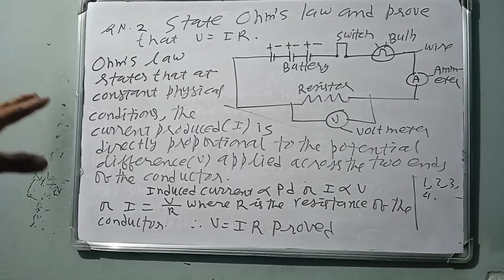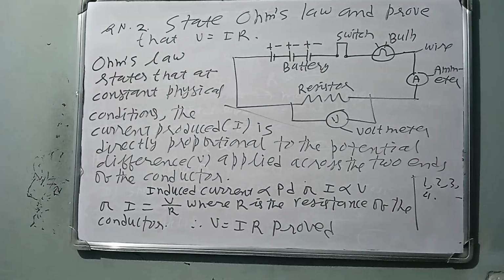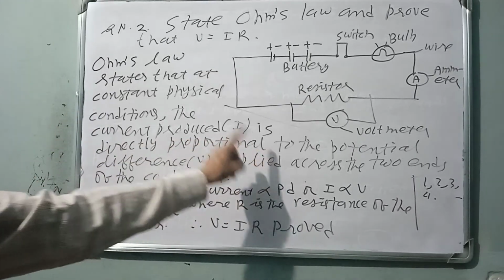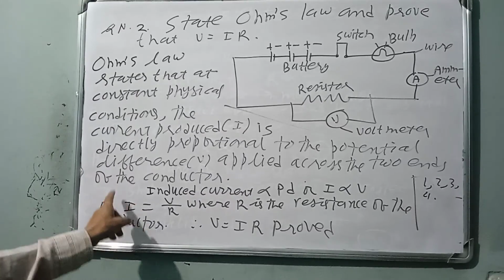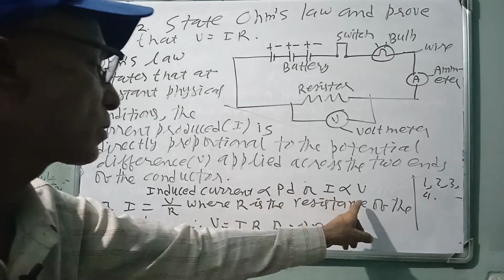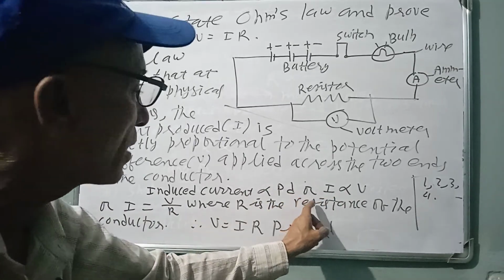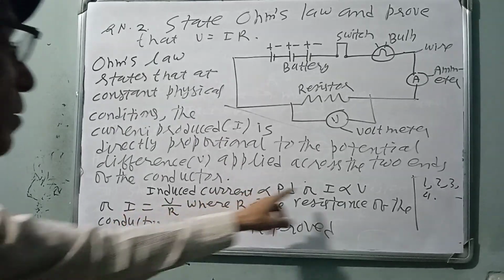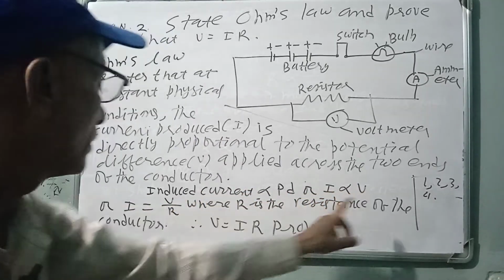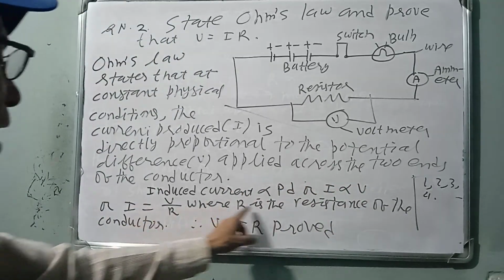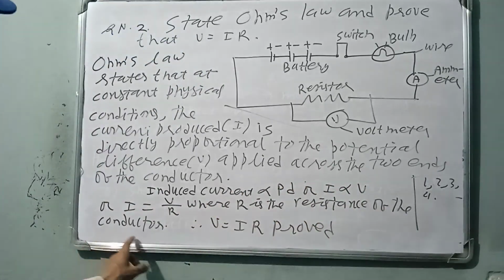See, what does it mean? It means that when voltage increases, current increases. When voltage decreases, current also decreases at the same ratio. Induced current is directly proportional to the potential difference at constant physical conditions. I depends on V, or I equals V upon R. Where R is the resistance of the conductor.